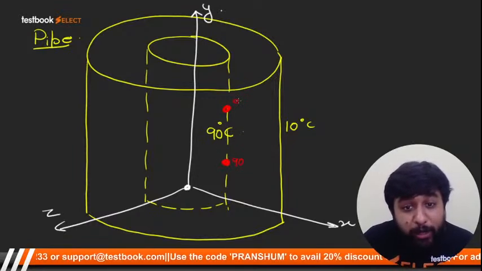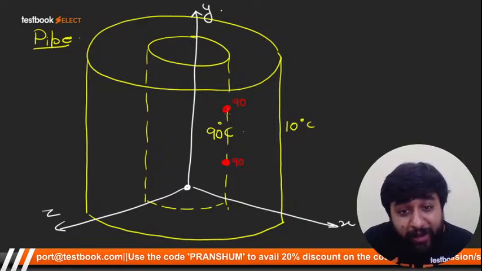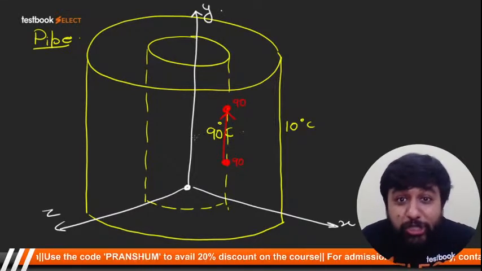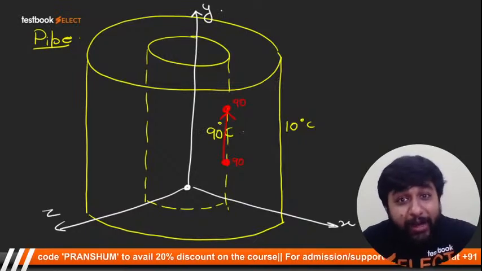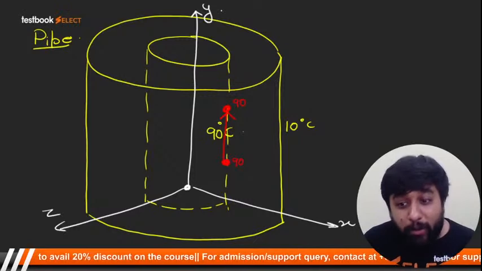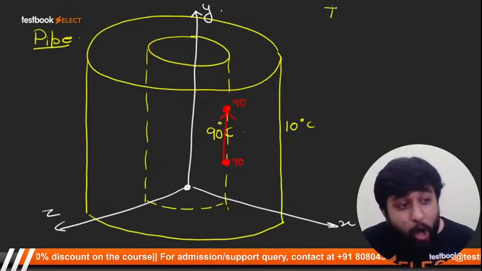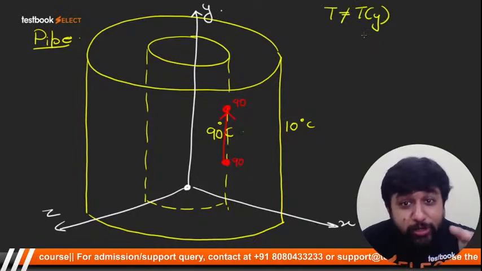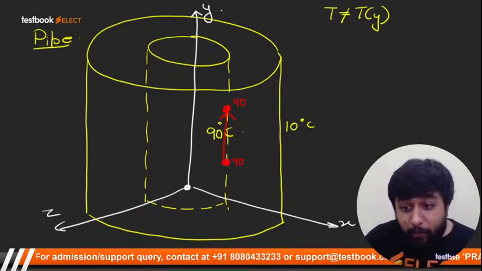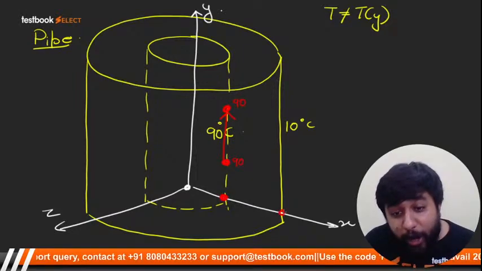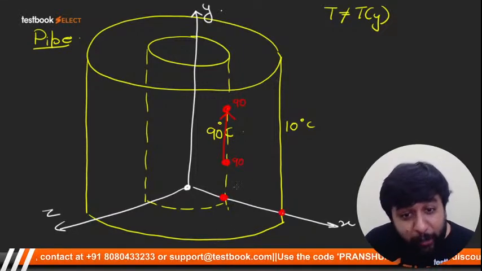90. What is the temperature here? 90. So when I move along the y direction, temperature is not changing. So along the y direction, temperature is same everywhere. Temperature is uniform. So temperature is not a function of y. But let me do one thing. Let me take a point here and let me take a point here. So what is the temperature here?